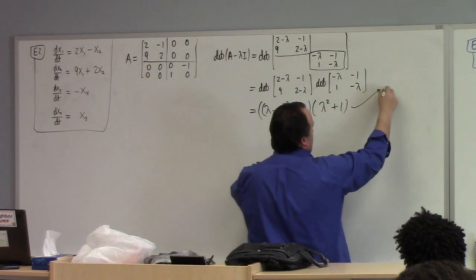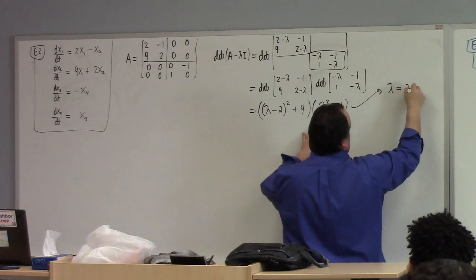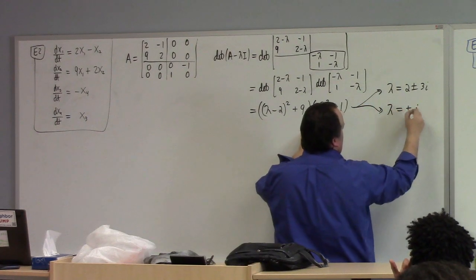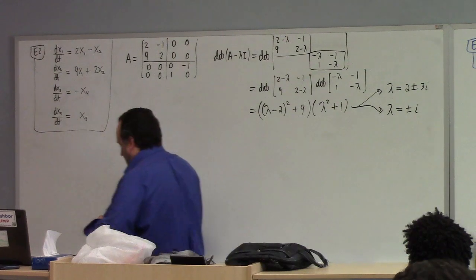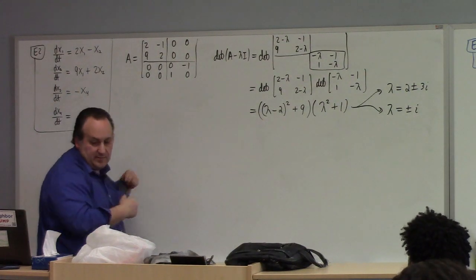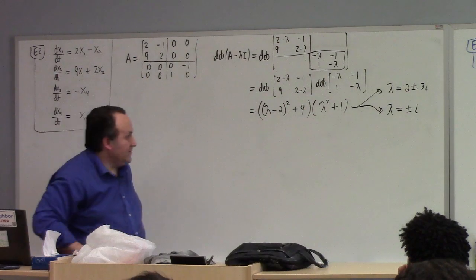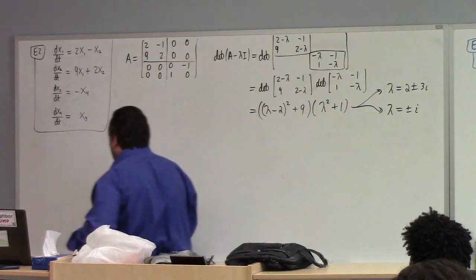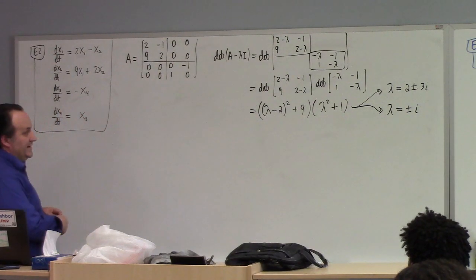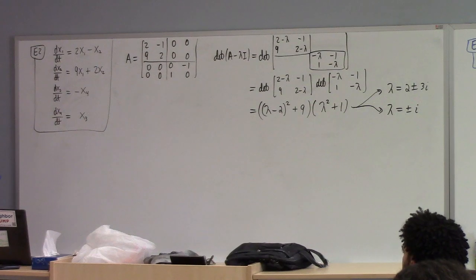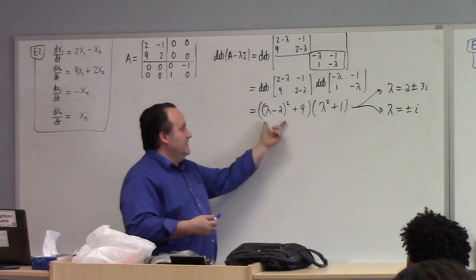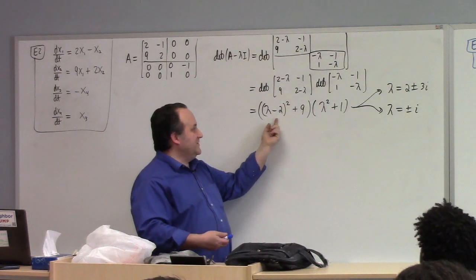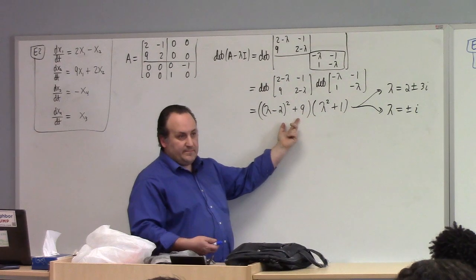So lo and behold, lambda is equal to 2 plus or minus 3i, and lambda is equal to plus or minus i. Some of you are still using the quadratic equation. I don't understand why that is. I can't stop you. But there's a 40% chance you'll be wrong when you use it, so just keep that in mind. If we identify this as lambda minus alpha squared plus beta squared, I can read from this my alpha's 2, my beta's 3. That's it.